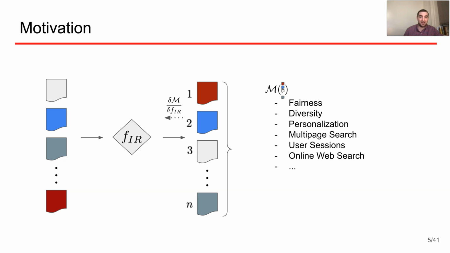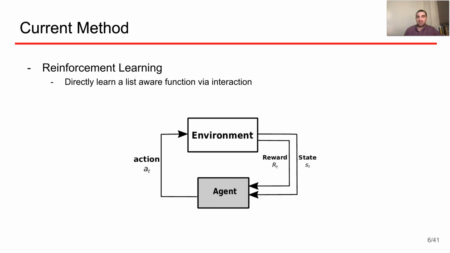We need to be able to capture not just this play between two documents, but all the documents. This is what we refer to as list-wise ranking and list-wise training. A very popular method for this task is reinforcement learning, and this allows us to directly learn a list-aware function by interacting with the environment. Here, our agent would be a ranking model, and we select the document. Our environment could be a fairness judge, it could be a user, it could be relevance judgments. We get back some reward that tells us how well our model performed and a new state.